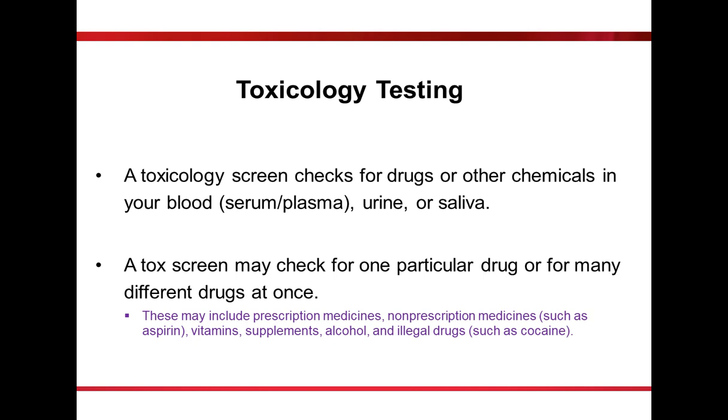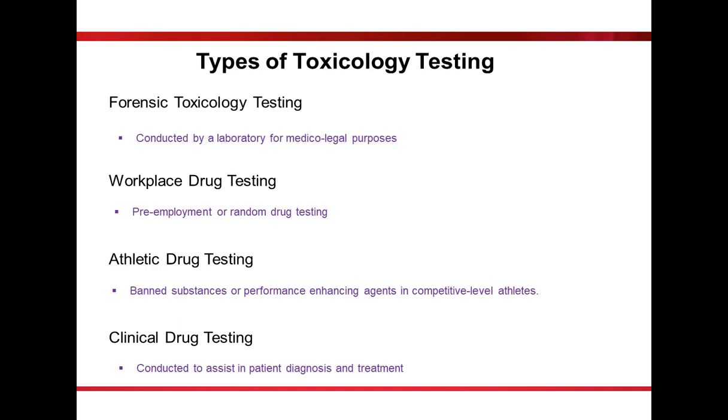So a toxicology screen is a test that checks for drugs or other chemicals in your blood, urine, or saliva. When I say blood, I'm referring to serum or plasma, which is what's most commonly tested. A tox screen can check for one particular drug or for many different drugs all at once. And so this can include prescription medications, over-the-counter drugs like aspirin, or things like vitamins, supplements, alcohol, and even illicit drugs like cocaine.